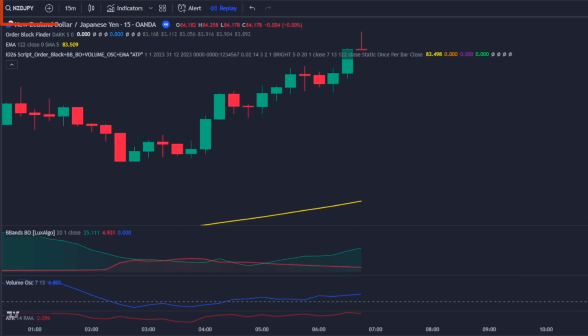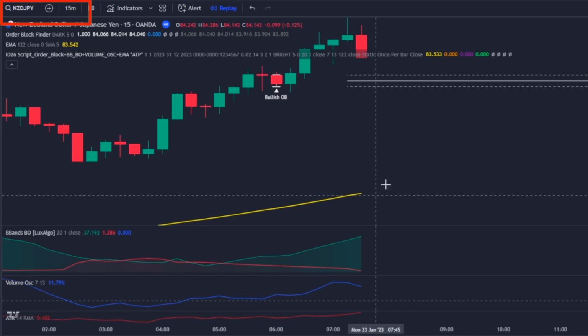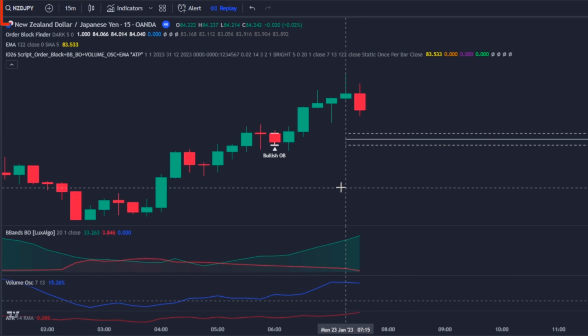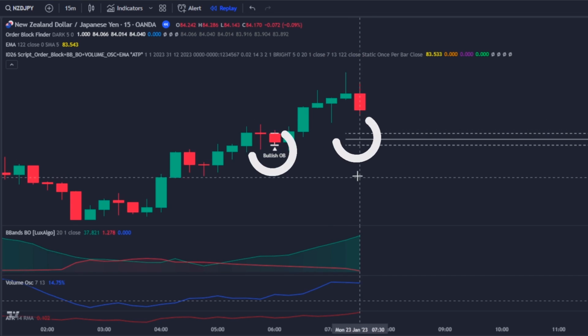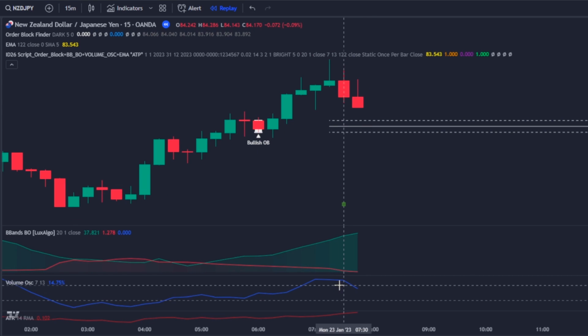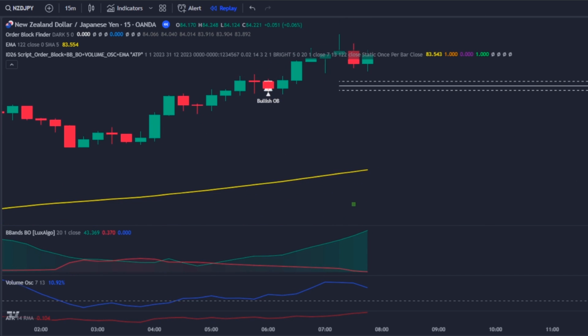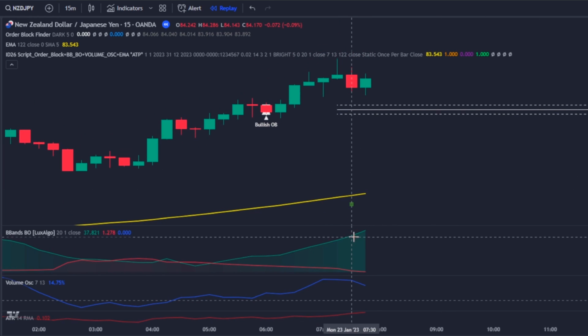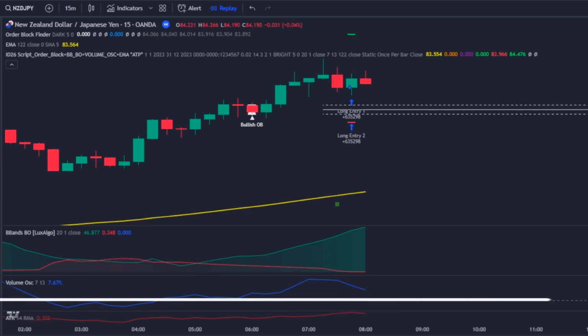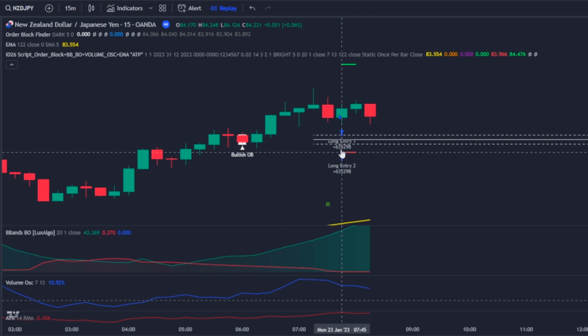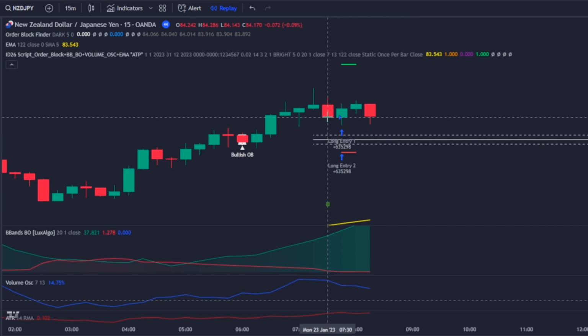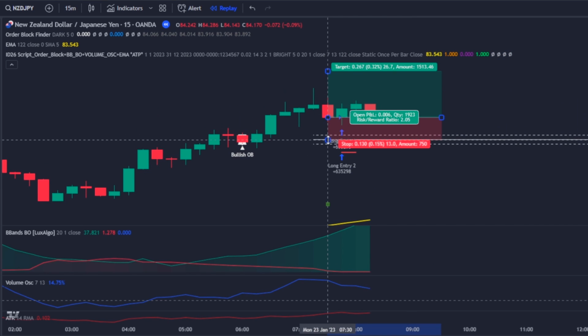Here on the NZD Japanese yen currency pair, at the 15-minute time frame, we can see that the order block finder printed a new bullish order block on the chart. At the same time, the price was above the 122 exponential moving average, the Bollinger Bands breakout indicator was bullish, and the volume oscillator line was above the zero level of the histogram, which means it was time to enter a long position, and that was exactly what my bot did.